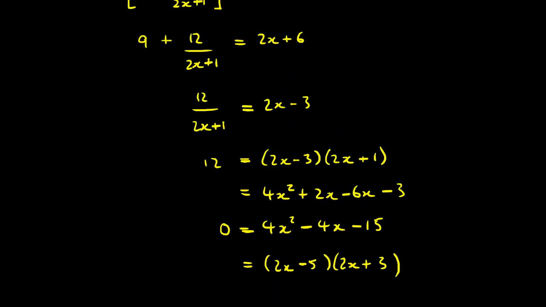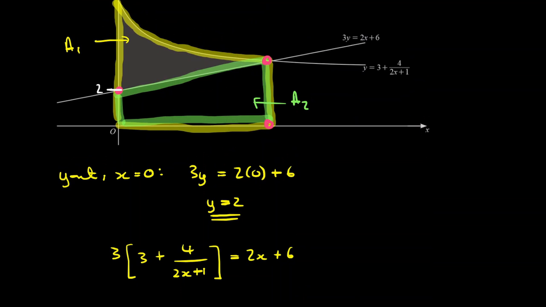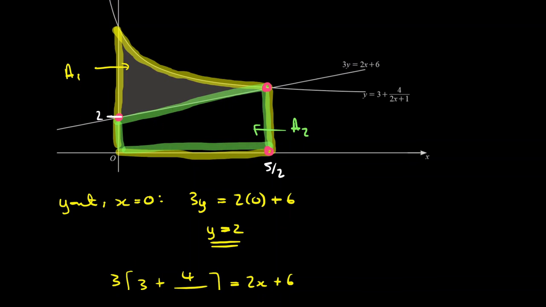Which one of those are we interested in? If we just look at our graph, obviously we're interested in the positive value. So this is the x coordinate 5 upon 2. We can find the y coordinate just by substituting into our line. When x is equal to 5 upon 2, 3y is equal to 2 times 5 upon 2, which is 5, plus 6. So y is going to be equal to 11 divided by 3. So this y coordinate here is 11 upon 3. Now I think we've got all the information that we need.